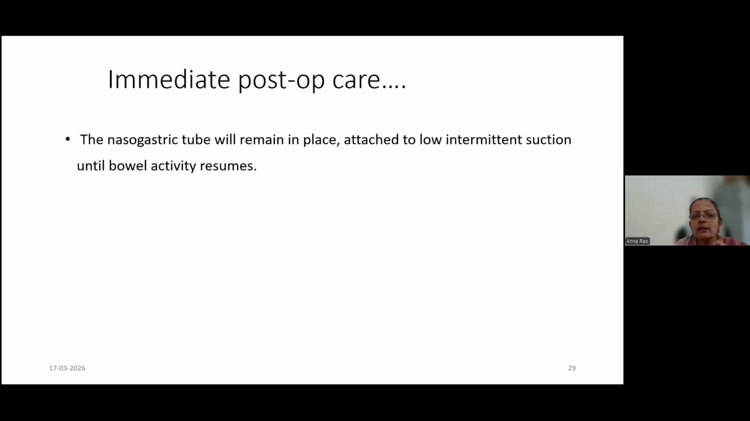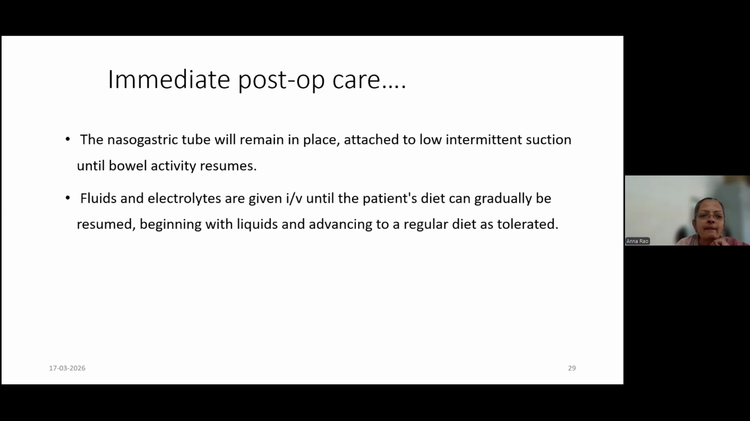Many times the patient may come with a nasogastric tube. If you need to do any suction, the output should be measured. Once the bowel activity resumes, it may be removed also, depending on the patient's condition, of course. Fluids and electrolytes are given IV until the patient can slowly start taking a diet. In the beginning it will be liquids and then slowly advance to a regular diet as it is tolerated.